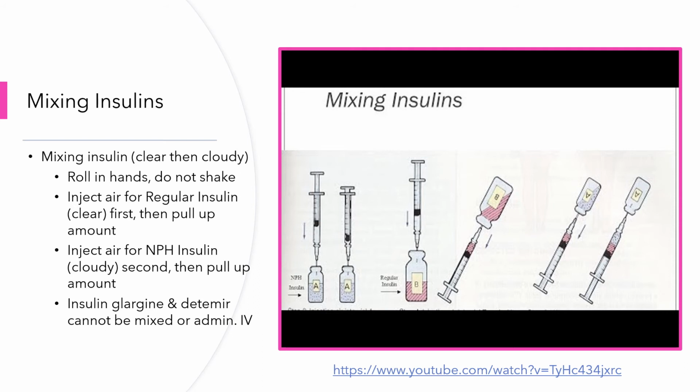The only medications, insulin-wise, that we cannot mix are going to be glargine and detemir. So these ones, when they are ordered, they have to be administered by themselves. They have to be administered alone. They cannot be mixed or given through an IV route.